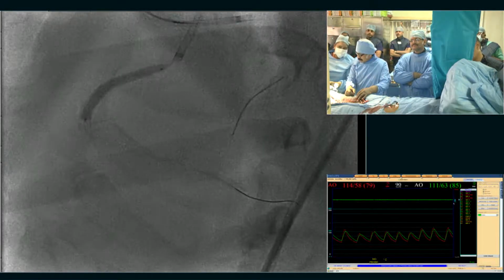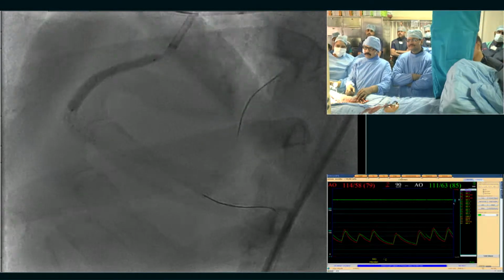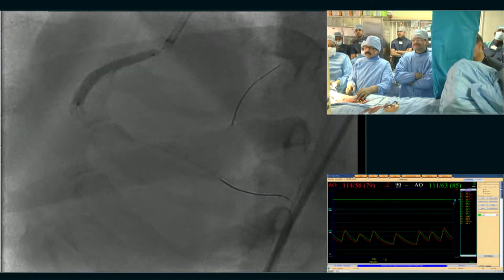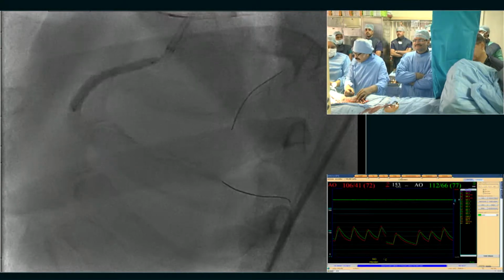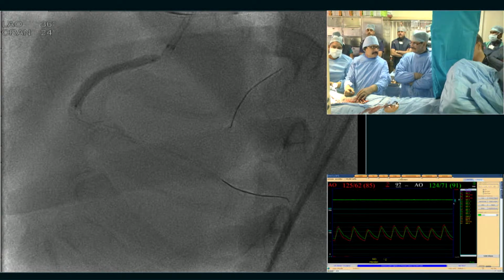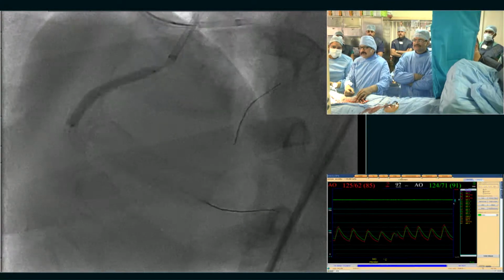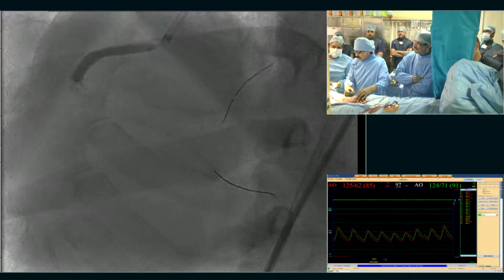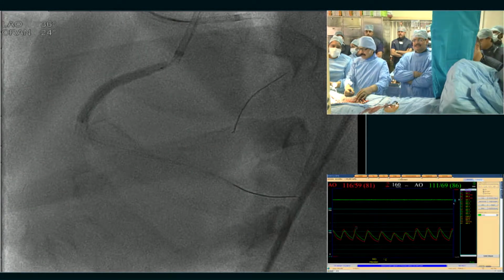One question here is how much contrast and radiation have you used so far? Almost 7 gray, 280 ml Visipaque. Dr. Rao, how much contrast volume? It would be interesting to know. The contrast volume is around 280 ml of Visipaque contrast. Very good.